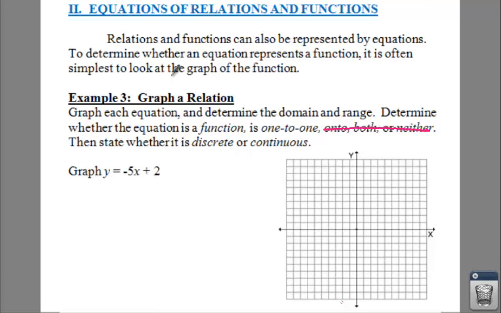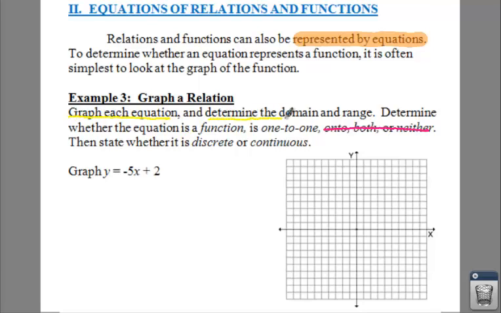Okay, so what we can also do is we have relations and functions where they can be represented by equations. If we want to determine whether an equation represents a function, it's easiest to look at its graph. So for example 3, what we're going to do is graph each equation.